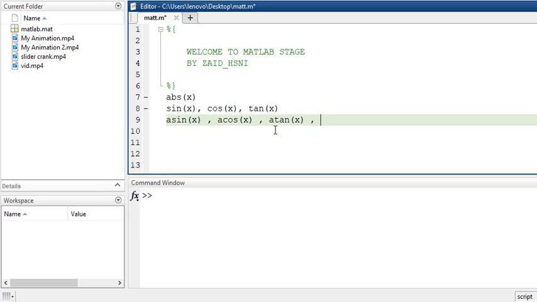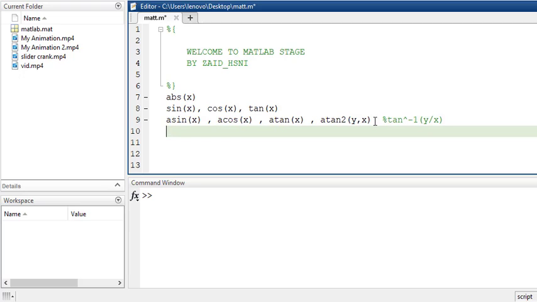There is another command called atan2, which takes two arguments, y and x. This is also an inverse of tan but takes two arguments, that means the inverse tan of y divided by x. Okay, and another command, which is root.